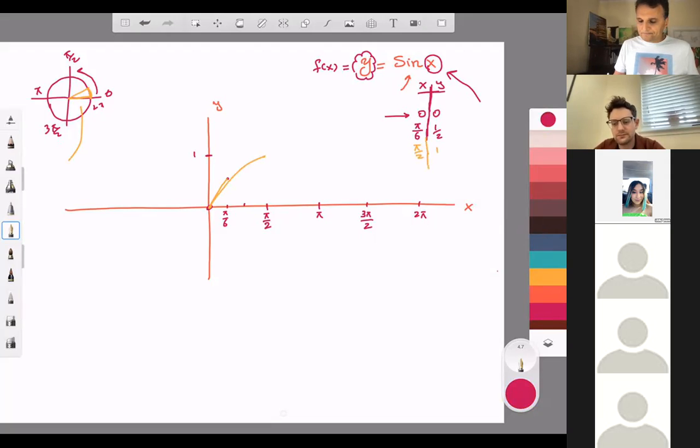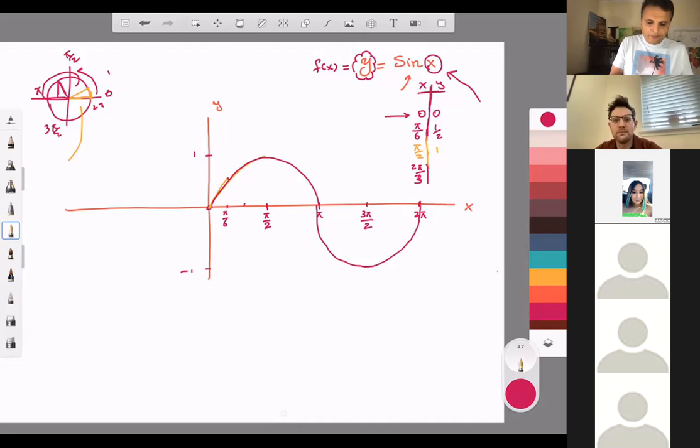If you plug in, like, 3 pi over 3, no, 2 pi over 3, which is 120 degrees, 120 will be here, and the value of the height will get to 0 at pi. Then at 3 pi over 2, it will get to -1. And at 2 pi, it will get 0.